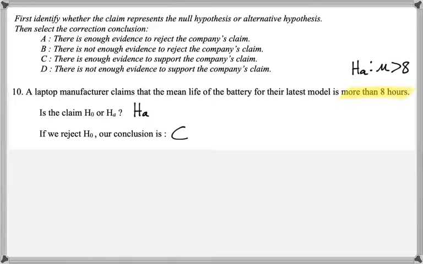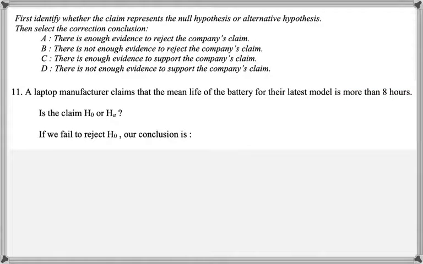Question 11 is worded the same, so the alternative hypothesis is still the claim. However, now we fail to reject the null hypothesis, so our conclusion would be D, that there is not enough evidence to support the company's claim.